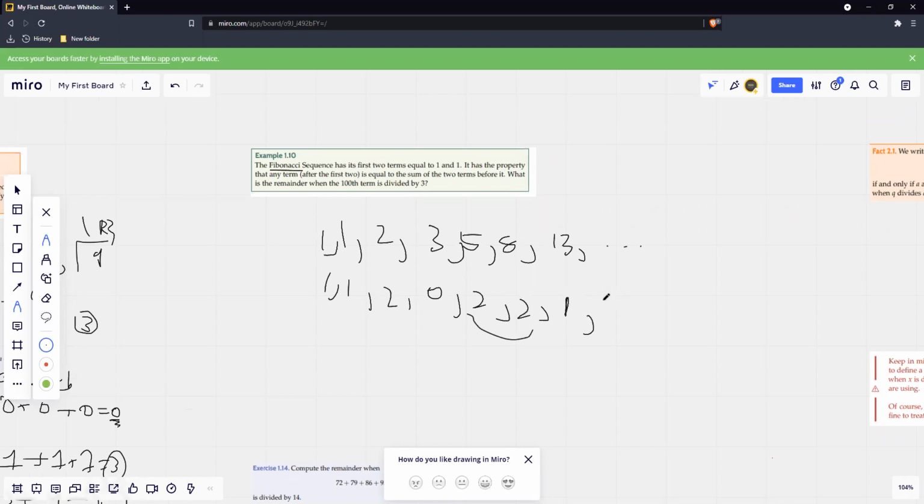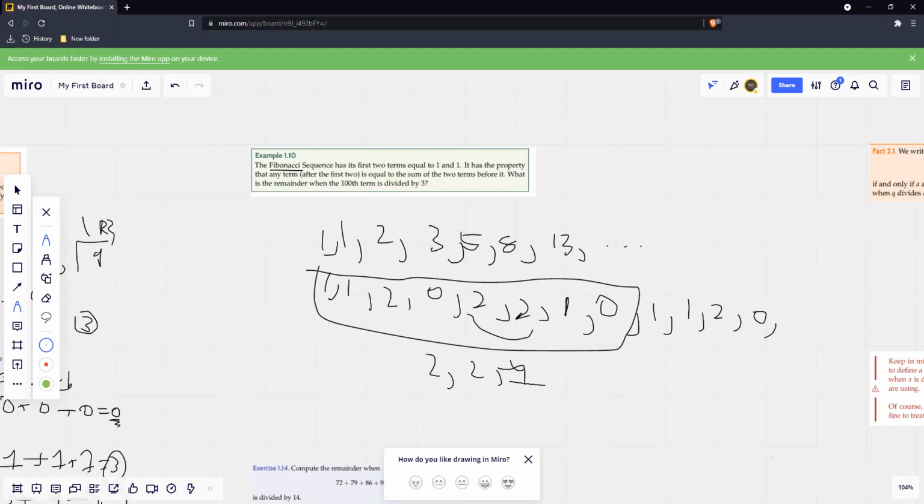2 plus 1 is going to be 0. 1 plus 0, 1. 0 plus 1, 1. 1 plus 1, 2. And we continue this until we start seeing a pattern. So the 0, then we do 2, 2 again, 4, well, I mean 1. And as you can see, there's a pattern forming, right? 1, 1, 2, 0, 2, 2, 1, 0, 1, 1, 2, 0, 2, 2, 1, 0, right? So that's a pattern. Every 8 terms, the remainders repeat.